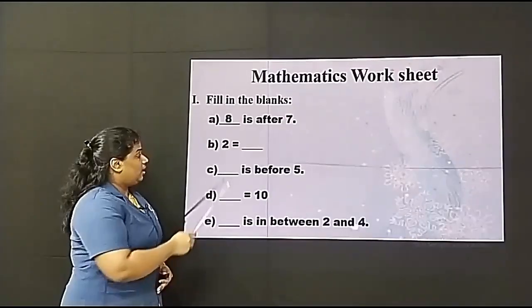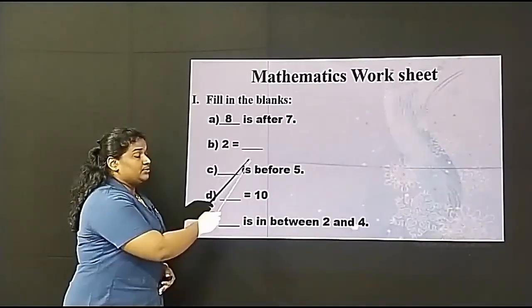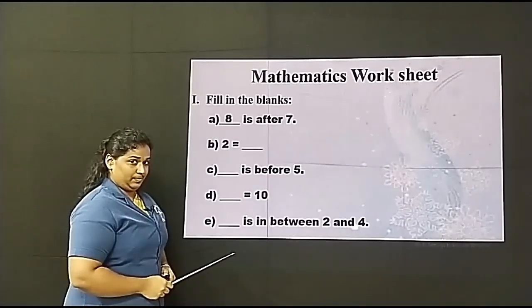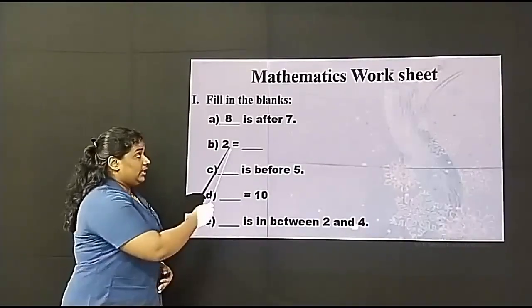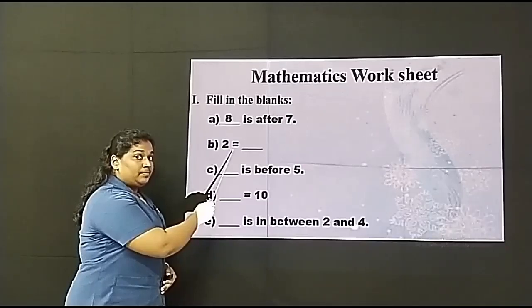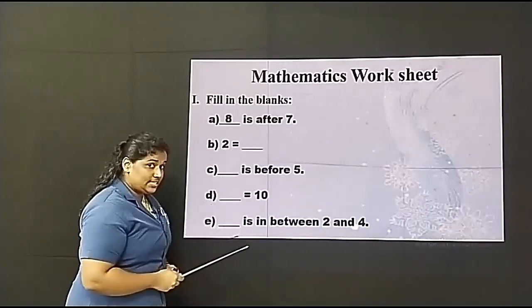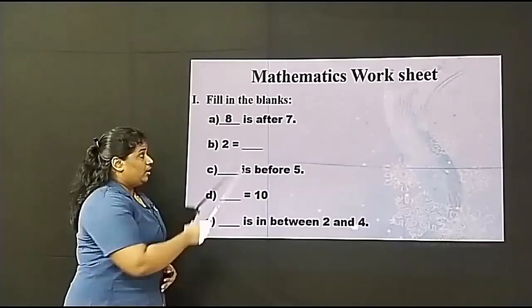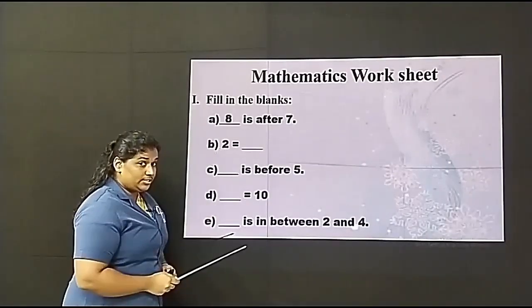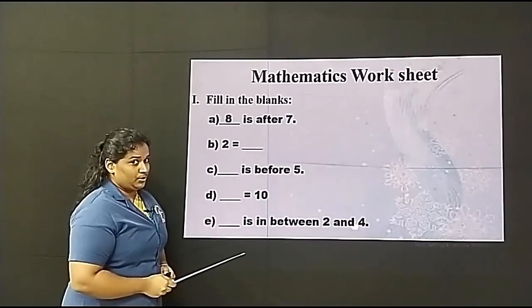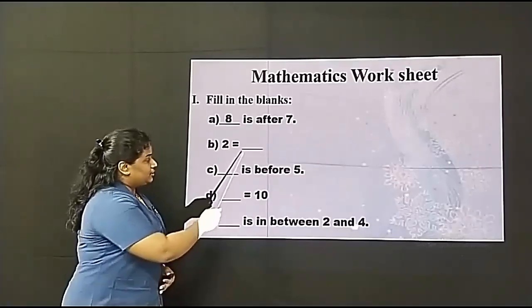Question B, 2 is equal to dash. When we use equal to symbol, numbers on both sides must be same. So, 2 is equal to 2. So, the answer is 2.